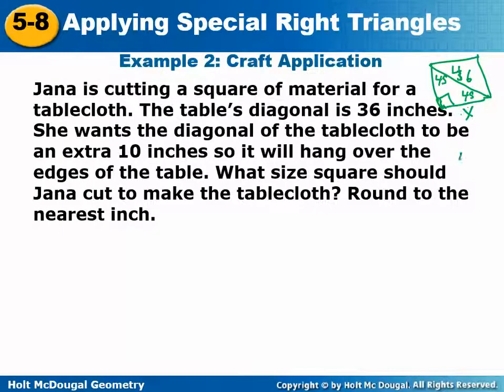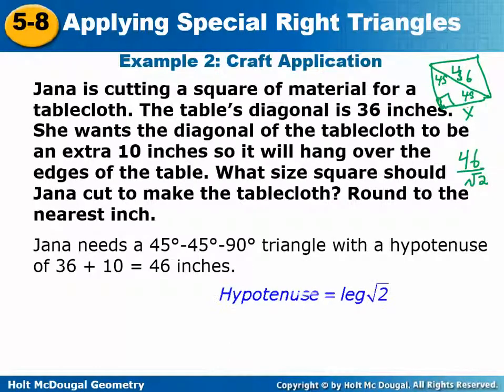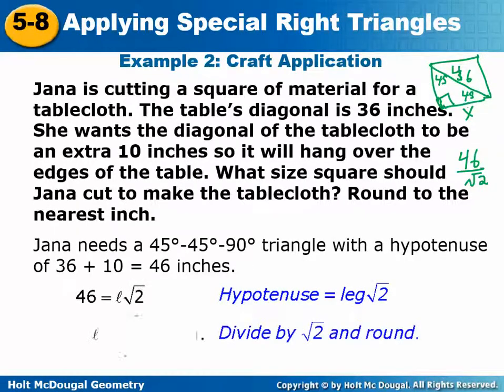So we're going to take 46, divide by the square root of 2, and you'll be able to find one side length. And that means rationalize the denominator. However, if you're rounding to the nearest inch, you can type this into your calculator. You can go 46 on your calculator and then divide by square root of 2. And it's close to 33.